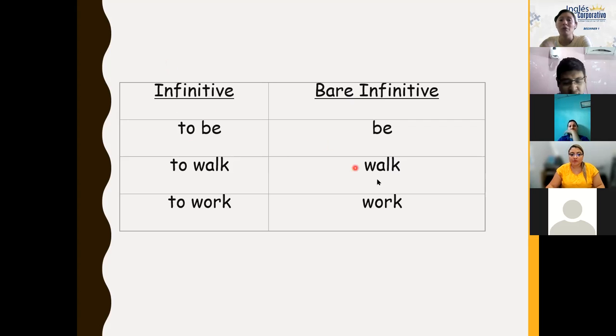Bueno, les decía, tenemos que hacer una diferencia entre infinitive, right, and verb infinitive, okay? So in this case, we're going to have the infinitive form, generalmente es el que va con el to, okay? O también le llaman infinitivo sin el to, infinitive without to. And then I have verb infinitive, right? The verb infinitive is just the verb without the to. Es así tal cual, okay? Por eso generalmente se le llama verb infinitive, okay?